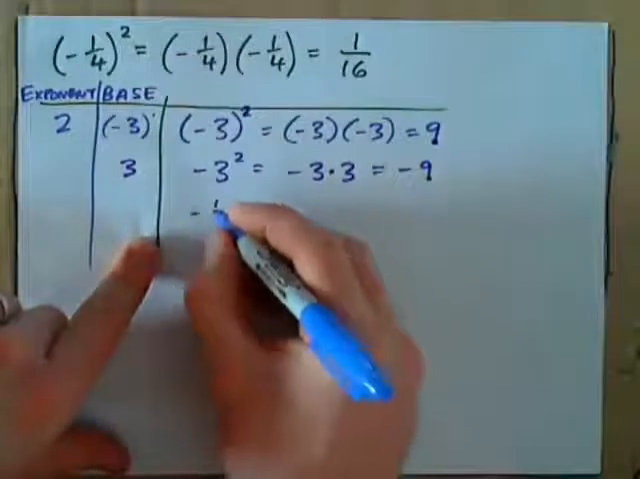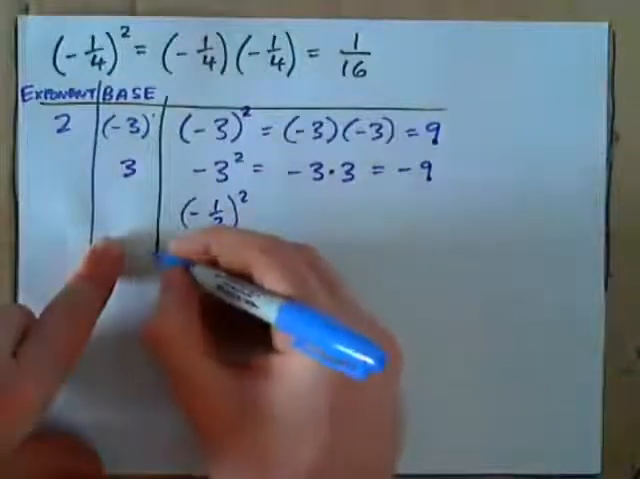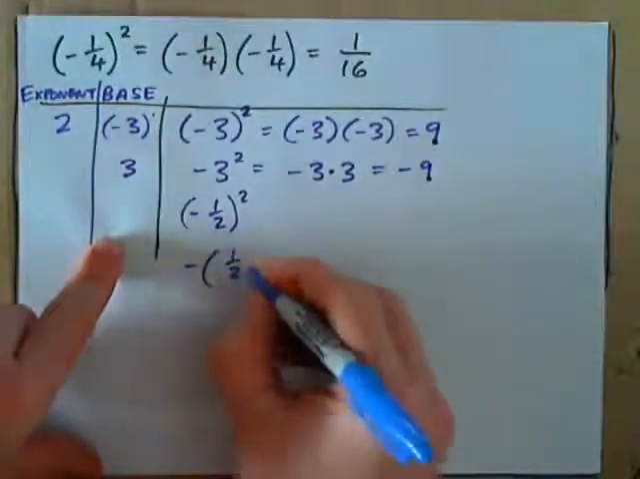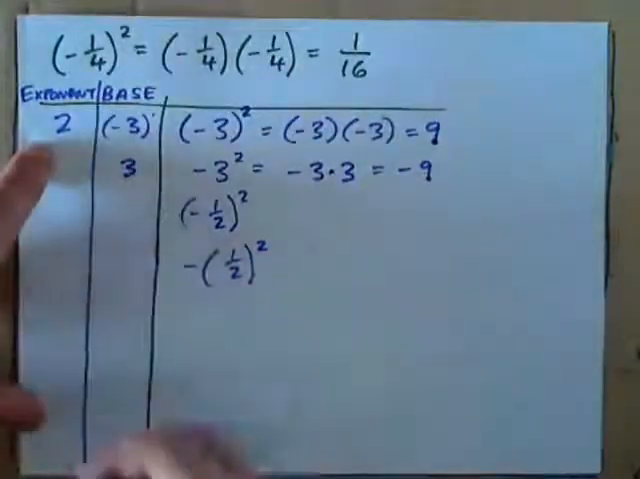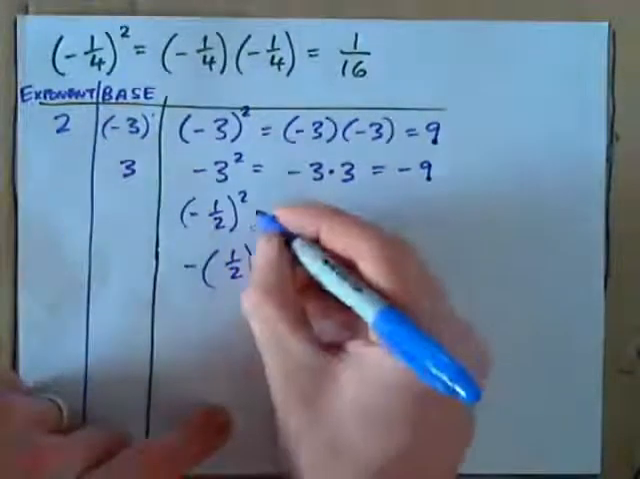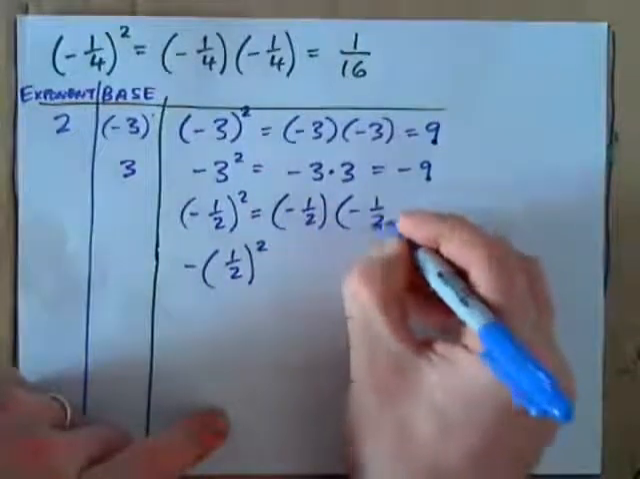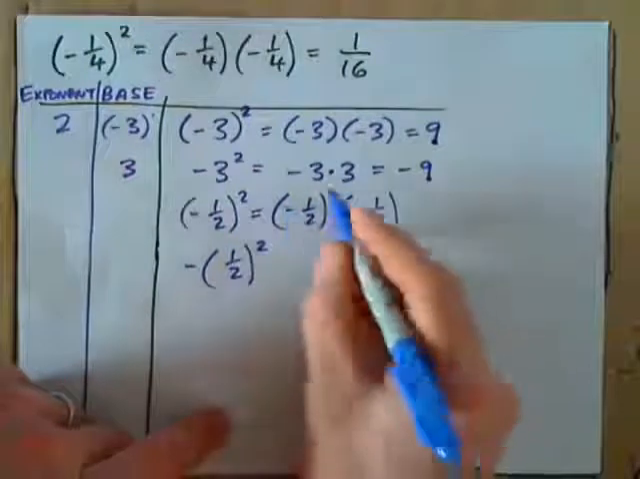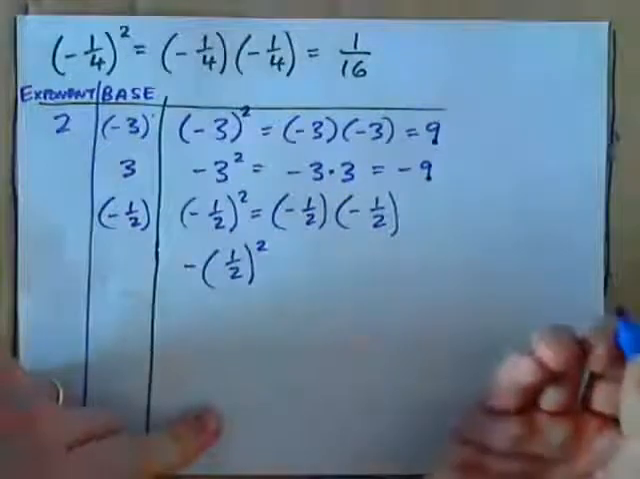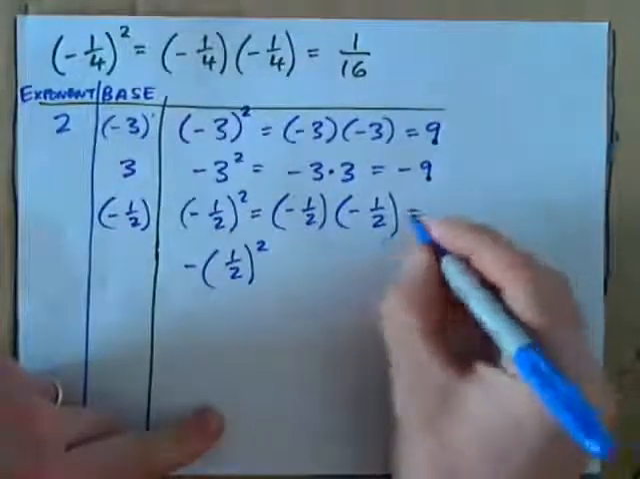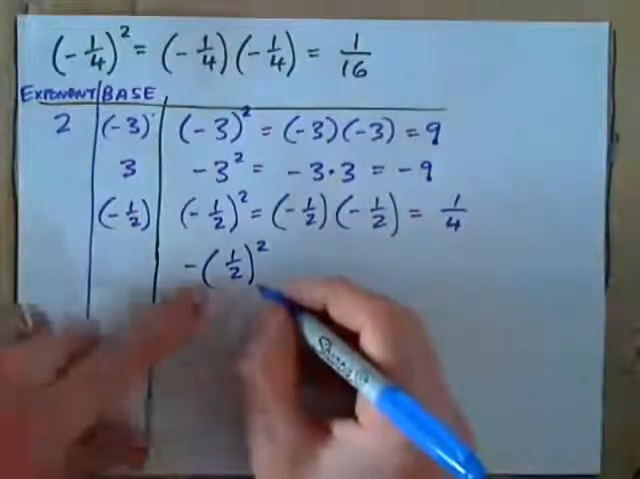So let's have a look at negative 1/2 all squared and compare that to negative 1/2 squared in parentheses. Negative 1/2 all squared is negative 1/2 times negative 1/2, because the squared is beside the parenthesis, so it's parenthesis times parenthesis. The base is negative 1/2. And you can put it in parentheses for fun if you want. And negative times negative is positive. 1 times 1 is 1. 2 times 2 is 4. So it's 1/4.